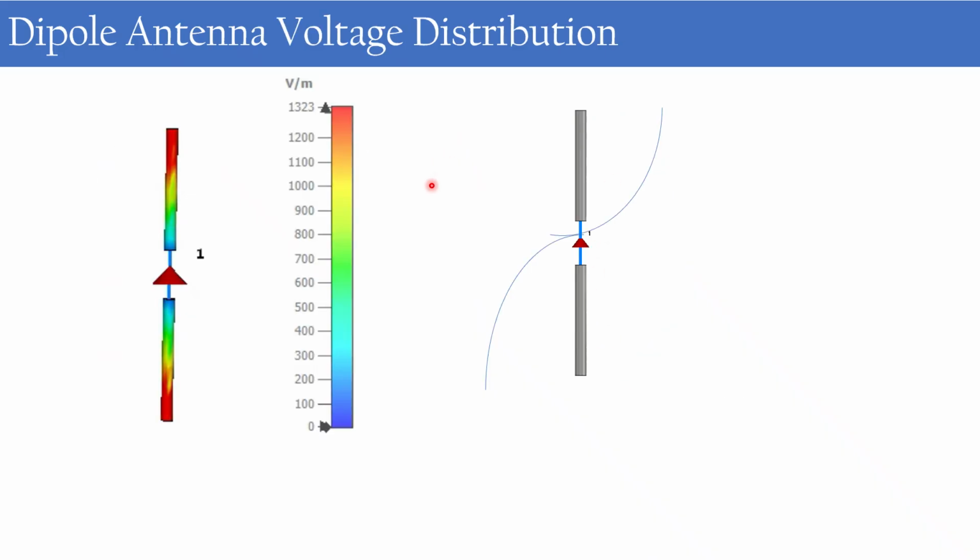Similarly, if we observe the voltage distribution, here we can see that most of the voltage is concentrated at the ends, and at the middle the voltage concentration is null. So this is the voltage concentration in dipole antennas. That is, most of it is concentrated at the ends, and in the middle there is nothing.